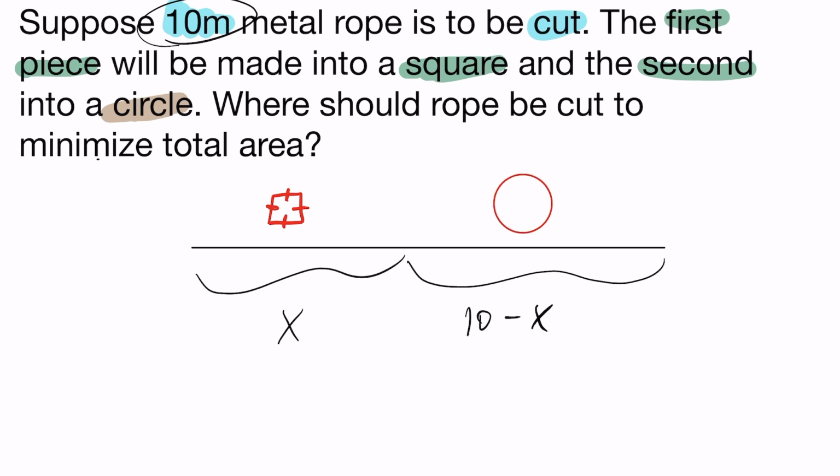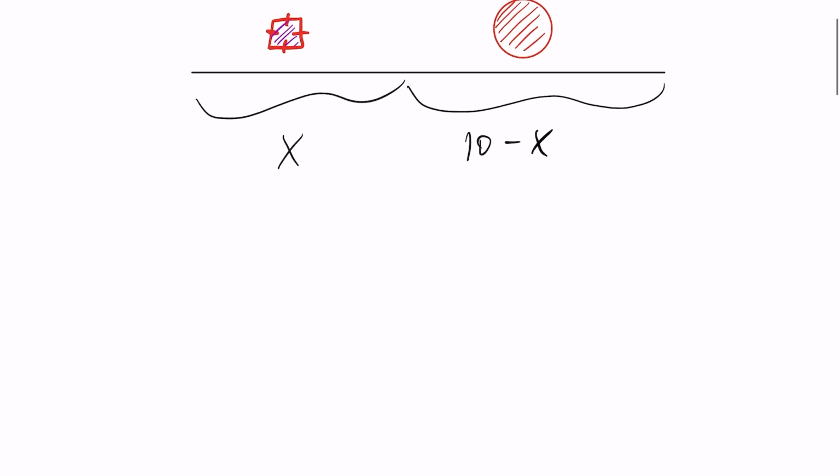What we want to figure out is where should I cut this in order to minimize the amount of surface area, so amount of area. And we'll also look at the idea of maximizing as well. So the first thing you have to do is create an equation for each one of these.